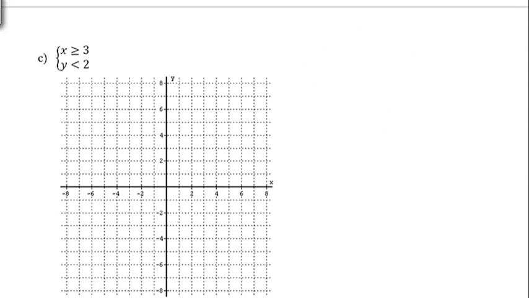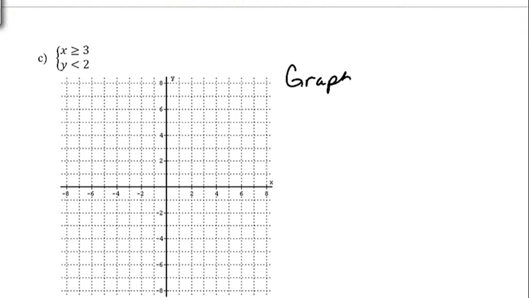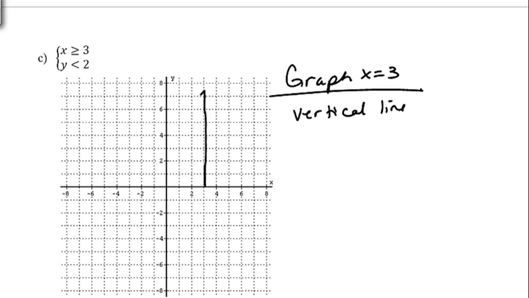And this next one, so we have x is greater than or equal to 3 and y is less than 2. So we want to graph x equals 3, and let me just change this back to black. So x equals 3 is a vertical line, and so we don't need to plot any points. We're going to graph it as a solid line because it has the equal sign. And the inequality says x is greater than 3, so it's everything to the right of the line.